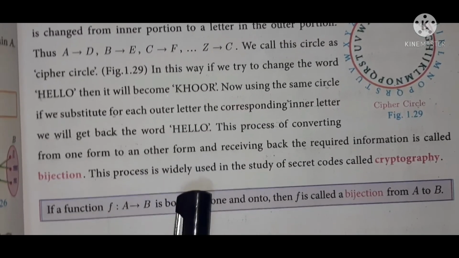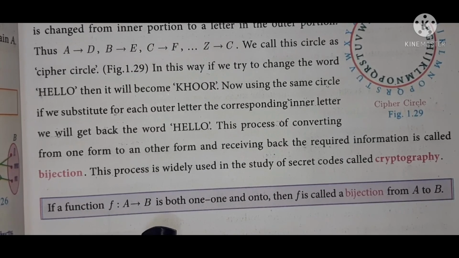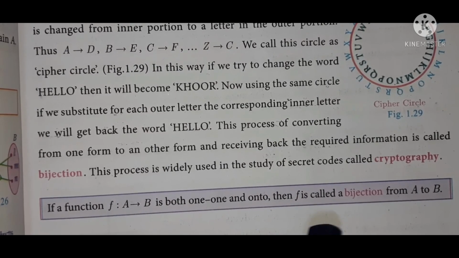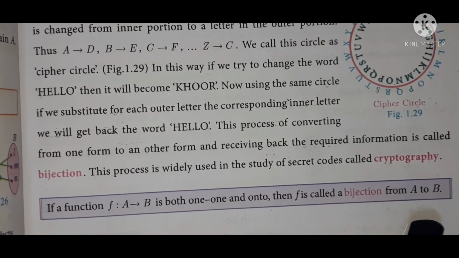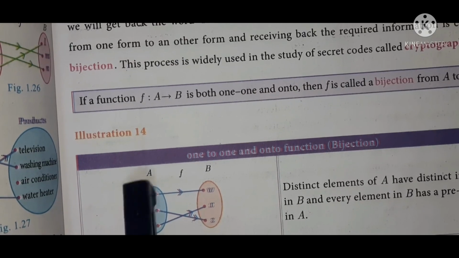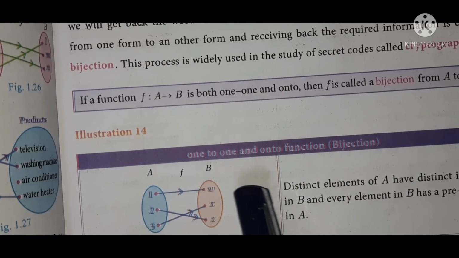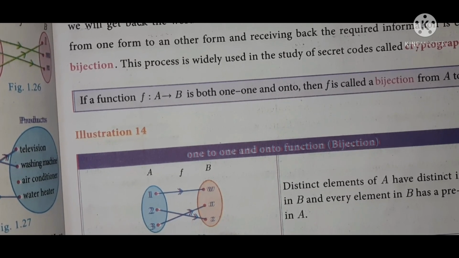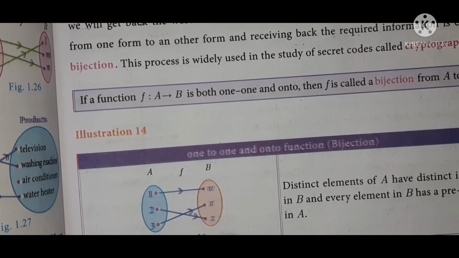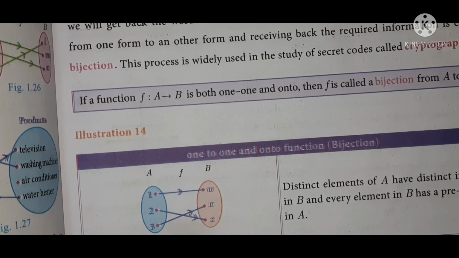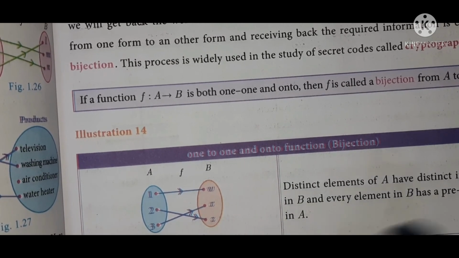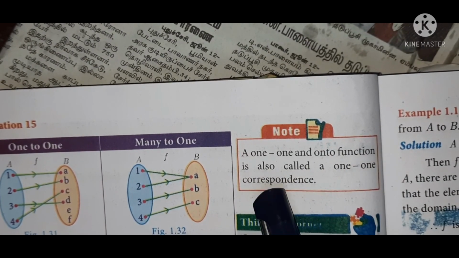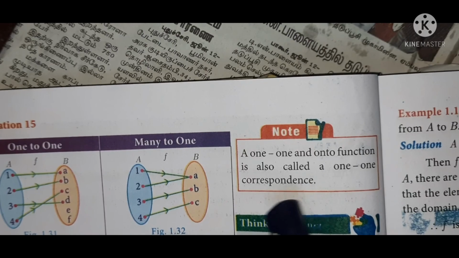If a function f from A to B is both one-to-one and onto, then f is called a bijection from A to B. Here, all the elements of A have an image in B. All the elements of B have a pre-image in A. It is a one-to-one function. Also an onto function. It is said to be a one-to-one onto function. Note, a one-to-one and onto function is also called a one-one correspondence.